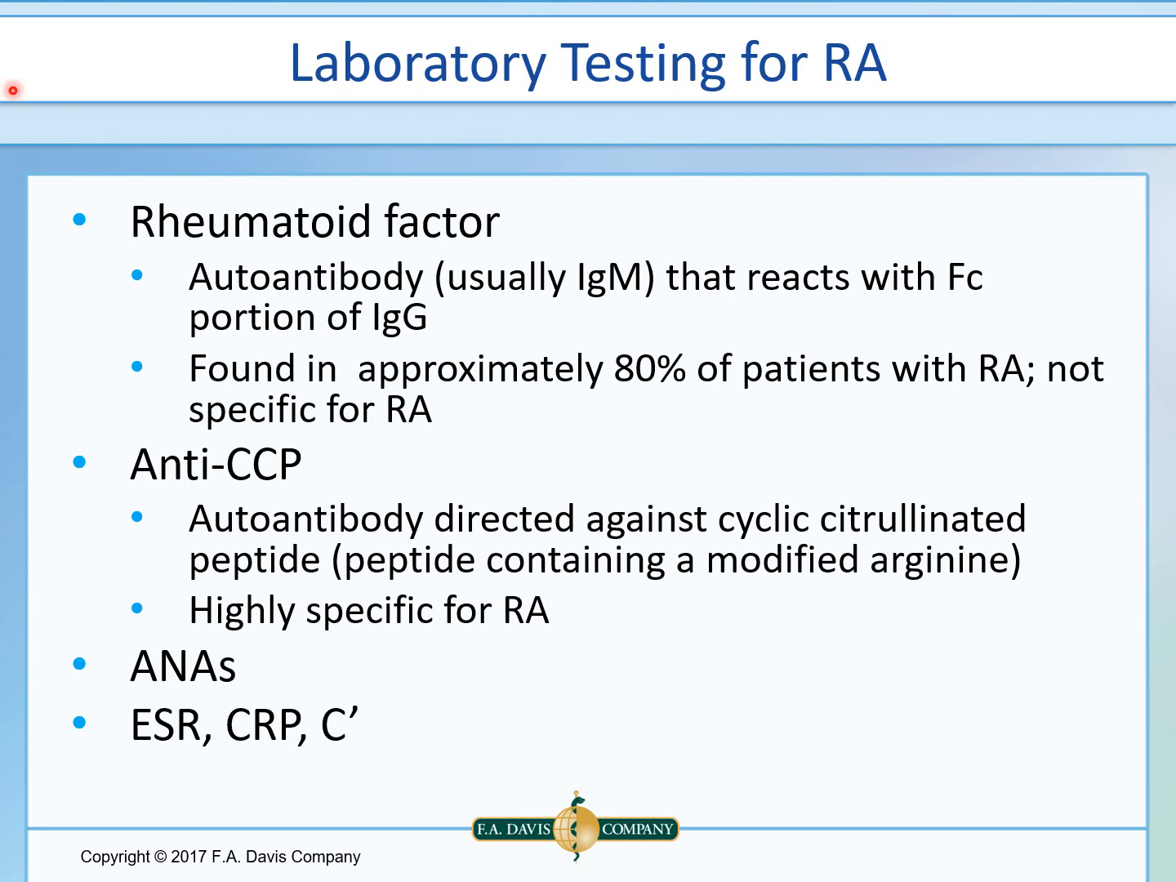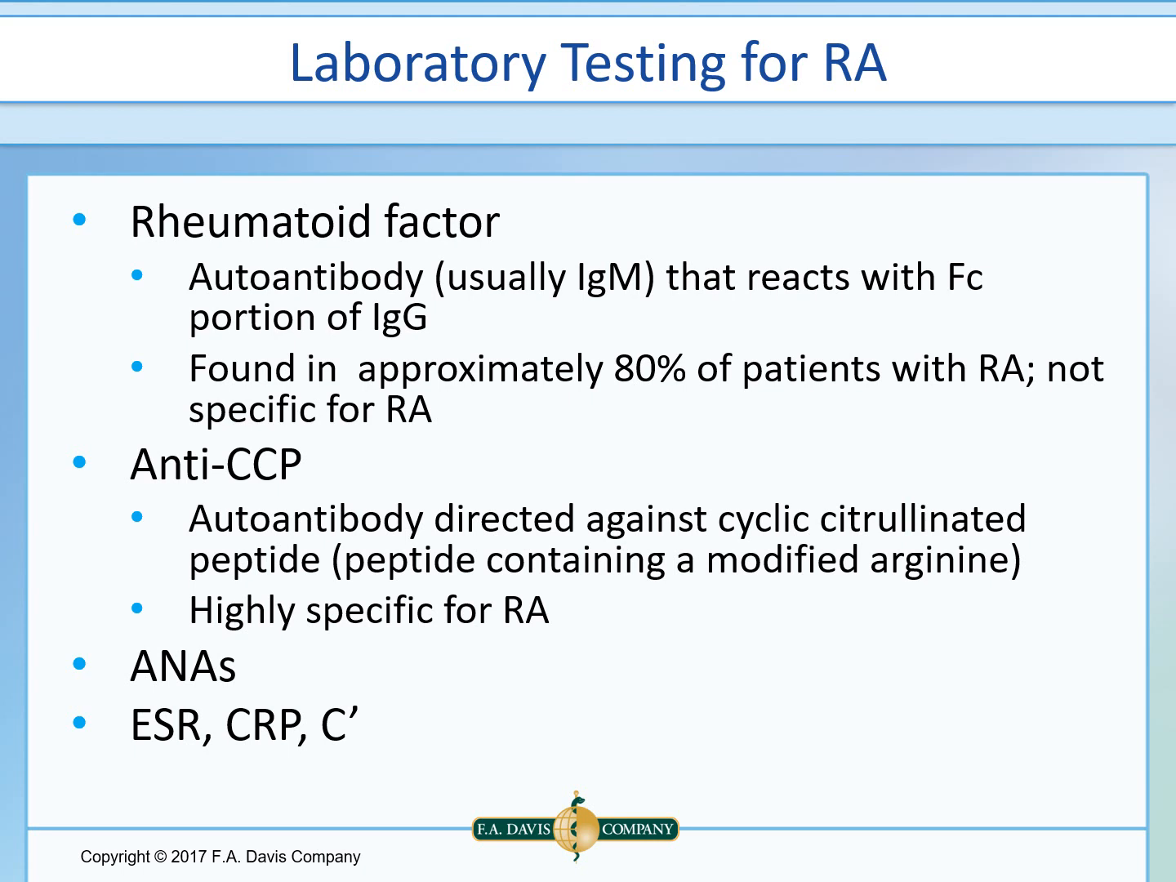Anti-CCP testing detects an autoantibody directed against cyclic citrullinated peptide, which is a peptide containing a modified arginine. Citrulline is an atypical amino acid that's generated when peptidyl arginine deiminase modifies the amino acid arginine. Anti-CCP assays are performed mainly by ELISA, and they're highly specific for rheumatoid arthritis, whereas the rheumatoid factor, as mentioned before, is actually not necessarily specific, and it's found in about 80% of patients with rheumatoid arthritis, but not necessarily only those with it.